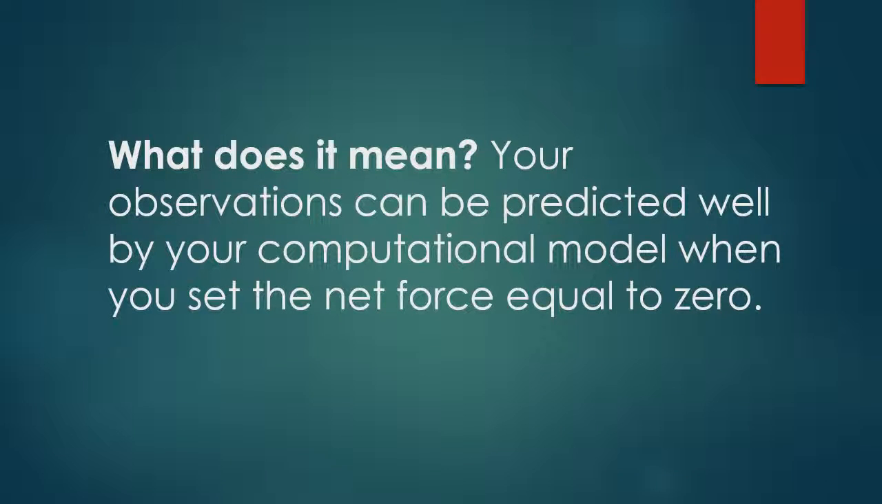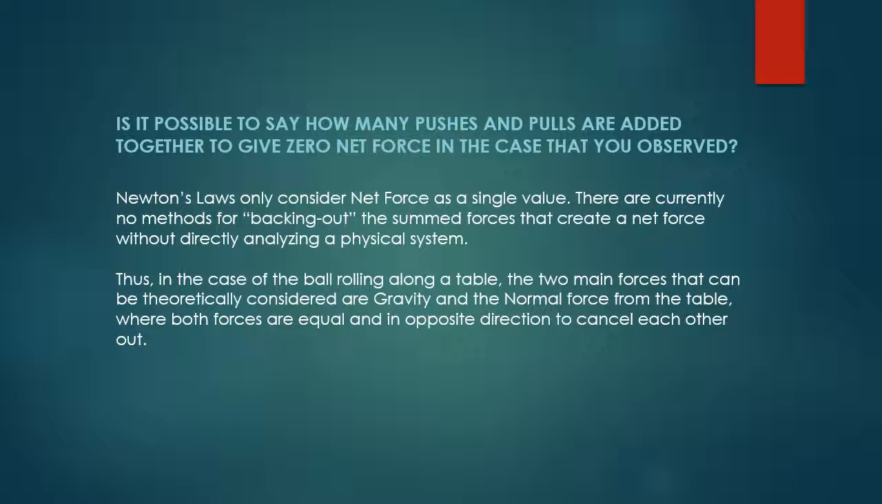Leading into another question, my observations can be predicted well by my computational model when I set the net force equal to 0. Is it possible to say how many pushes and pulls are added together to give 0 net force in the case I observed? Newton's laws only consider net force as a singular value. There are currently no methods for backing out the sum forces that create a net force without directly analyzing a physical system. Thus, in the case of the ball rolling along the table, the two main forces that can be theoretically considered are gravity and the normal force from the table, where both forces are equal in magnitude and opposite in direction, canceling each other out.